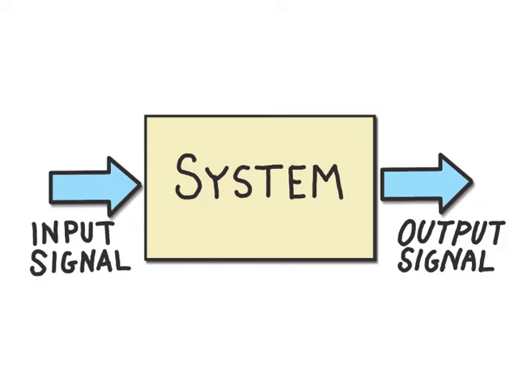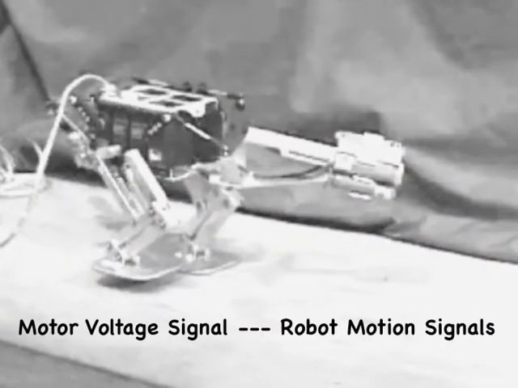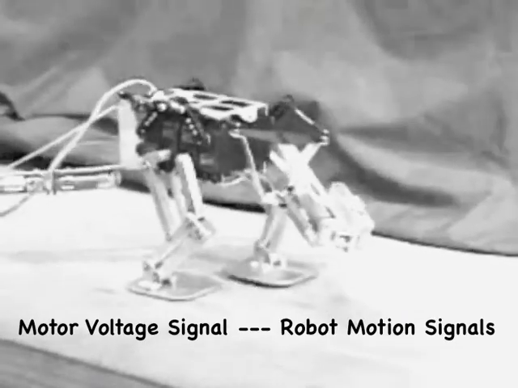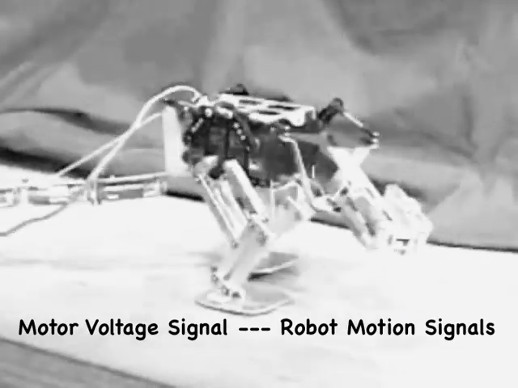The key thing to remember here is the input signal is the signal that causes things to change, and the output signal is just what we happen to observe. To make this more clear, let's look at a few examples. So here's a robot, and this is our system. The input is the motor voltage signal, and the output is the robot motion.